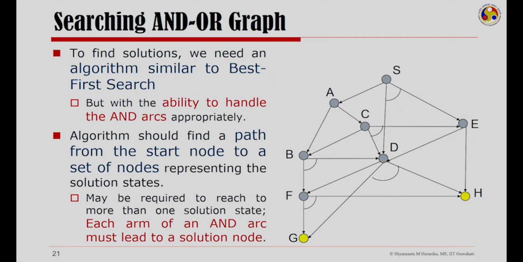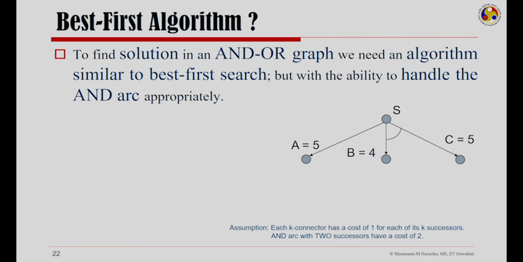So, we will look at this, but before that we will look at what makes the breadth first algorithm inadequate to deal with searching AND OR graphs? So, here is an example to start with.